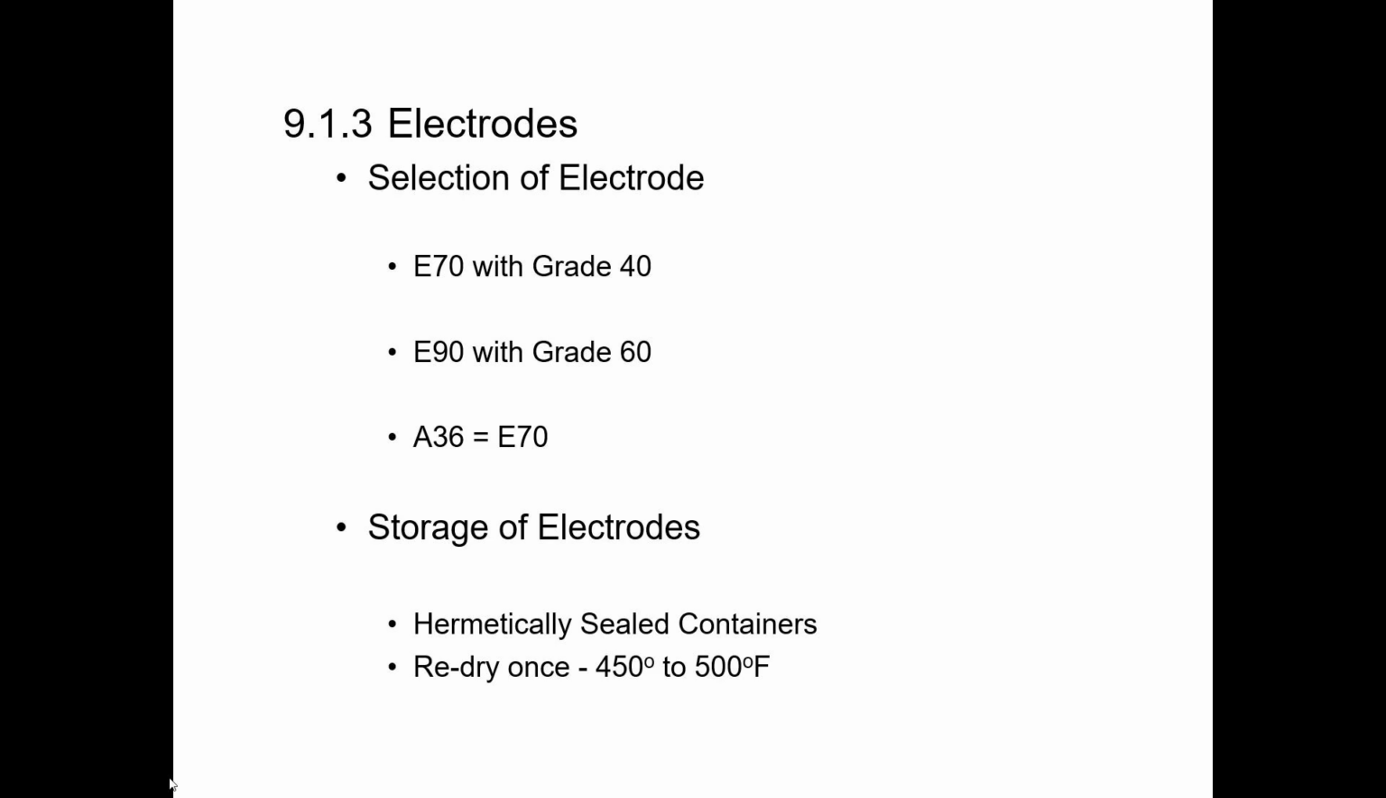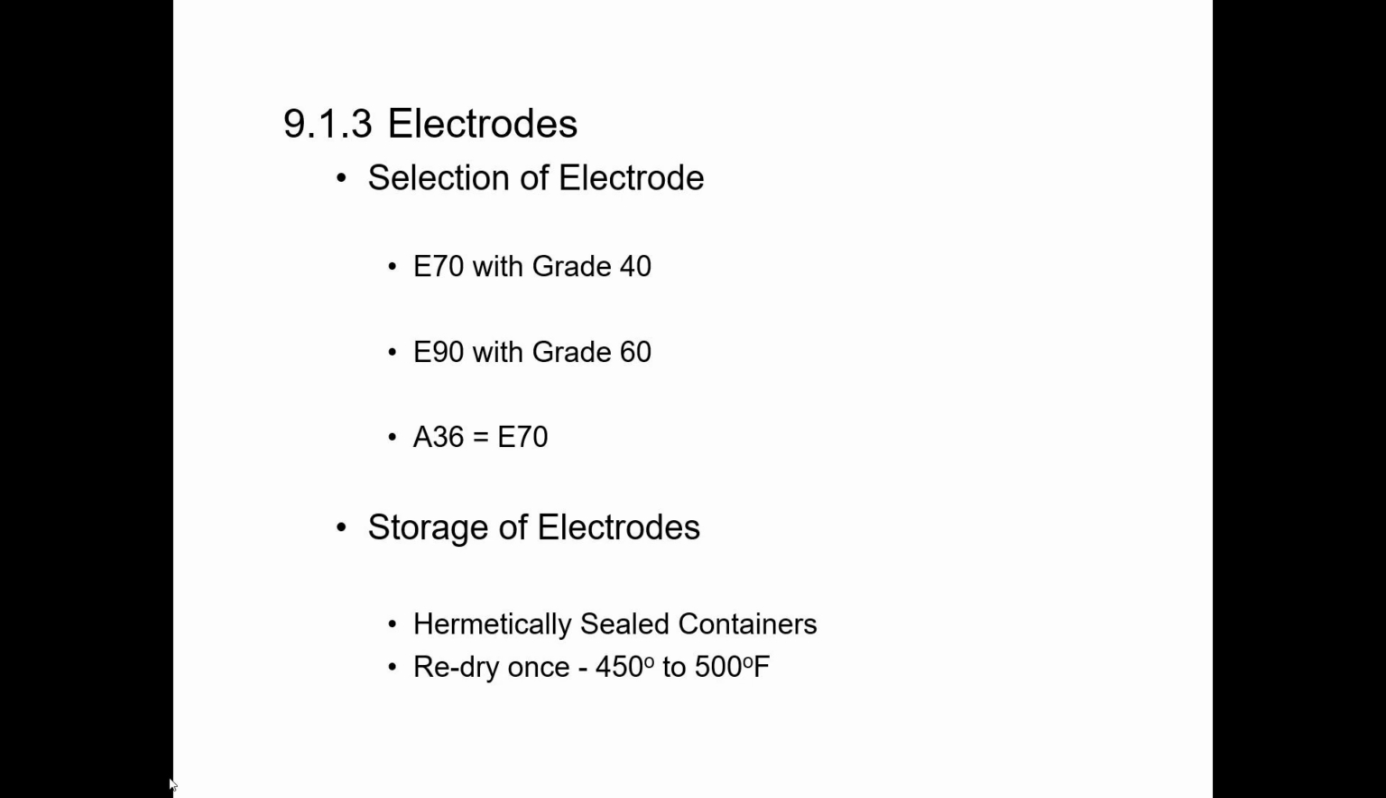There's a few things that I'll point out to you. I think I've got all these marked up in my book. So I'll start off by saying generally there's specific electrodes that have to be used with different grades of steel. Generally, E70 needs to be used with grade 40. E90 electrodes need to be used with grade 60. And anytime you're doing A36 steel, it should be E70.